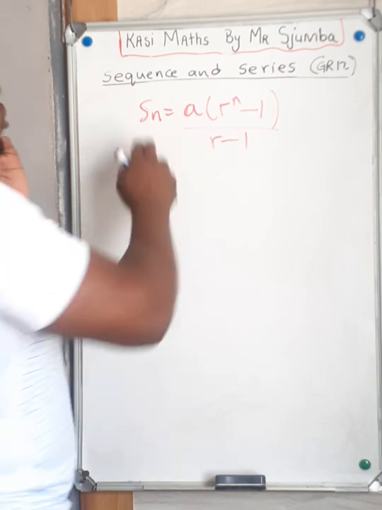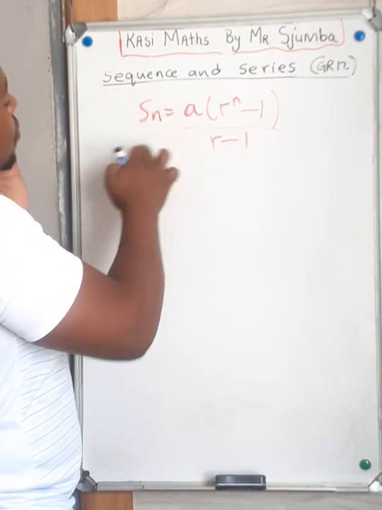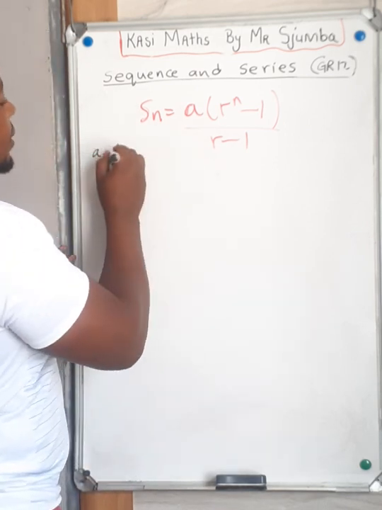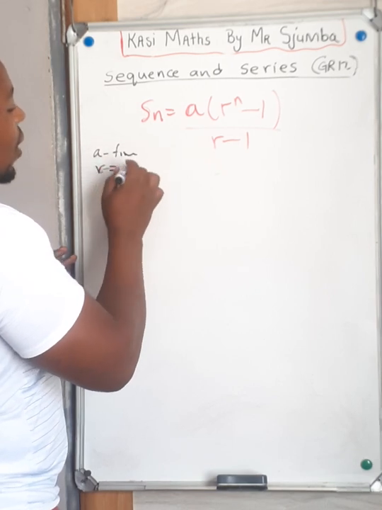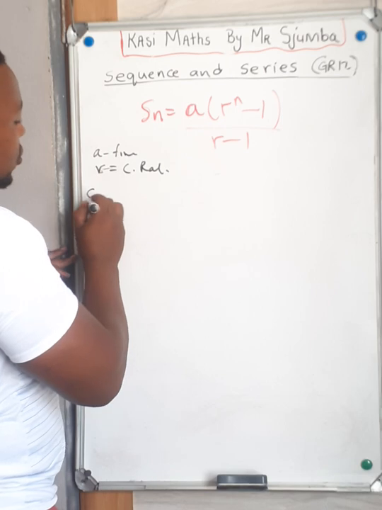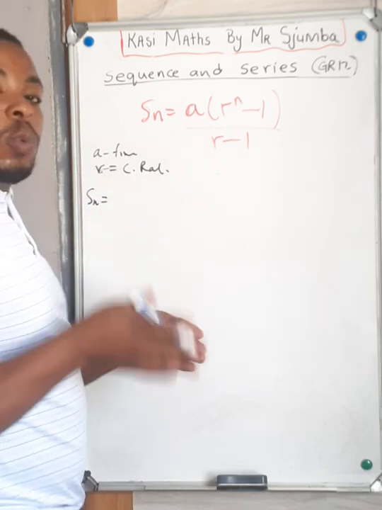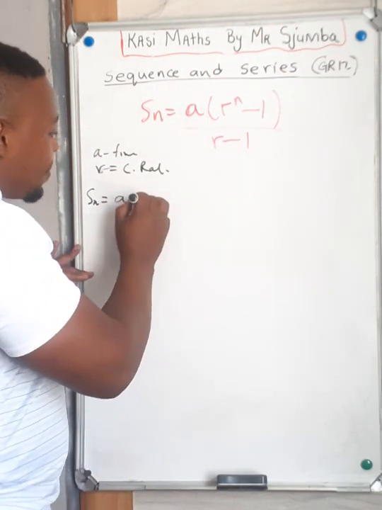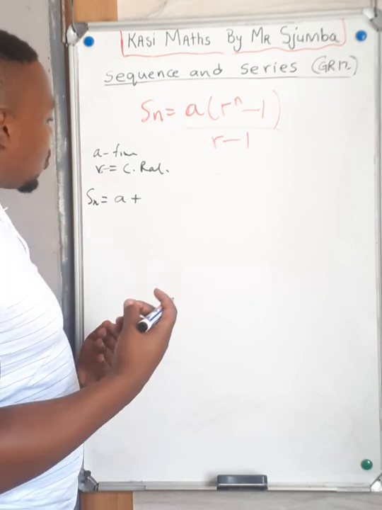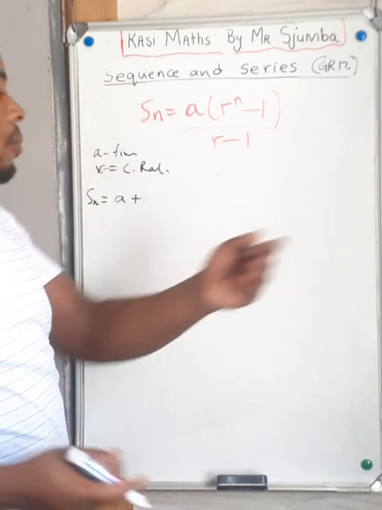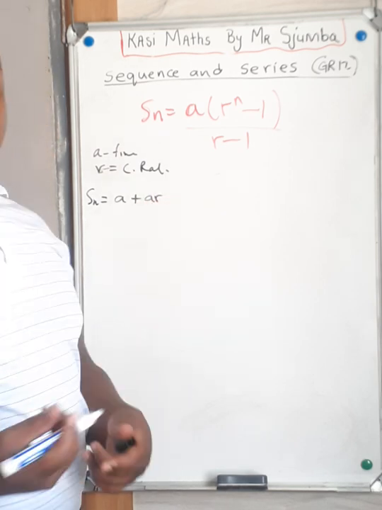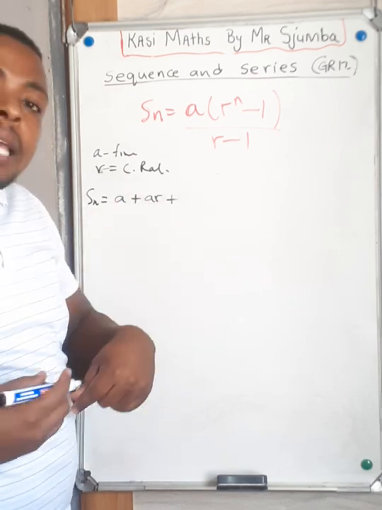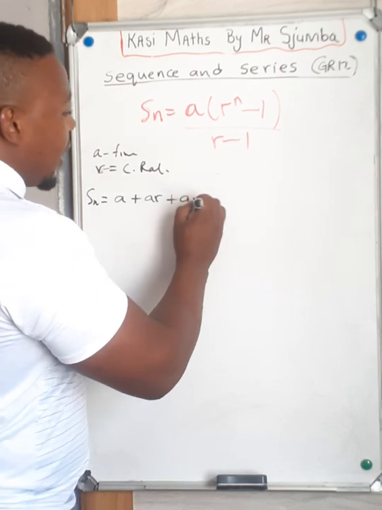And here, prove the geometric sum formula. First things first, we know A is our first term, R is our common ratio. So the sum would be A, the first term, because we are adding our terms: term 1 plus term 2 plus term 3. Term 1 is A plus term 2, which is made out of the first term multiplied by the common ratio, so it's A multiplied by R, which is AR. And the third term is made up of the first term multiplied by 2 ratios, so it's AR squared.